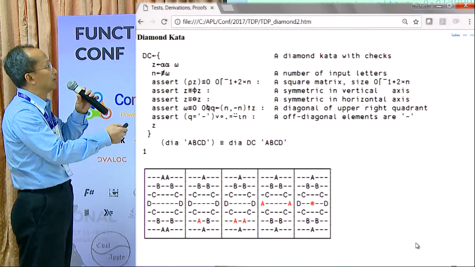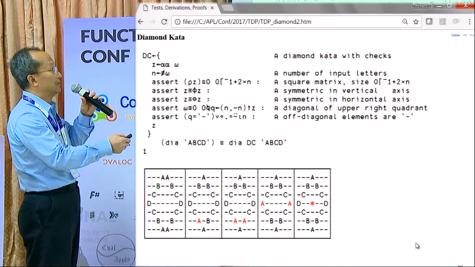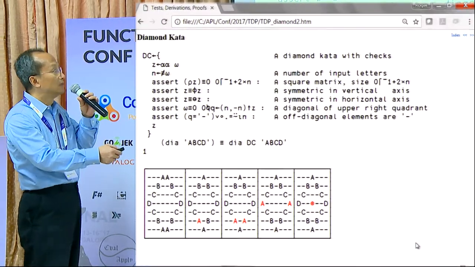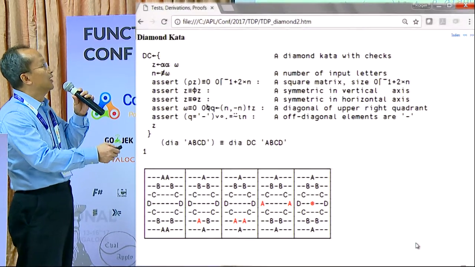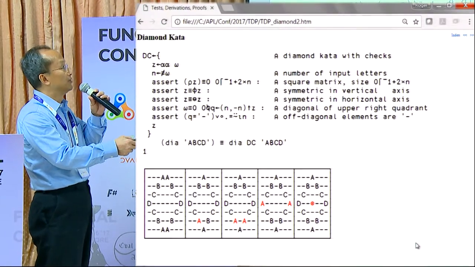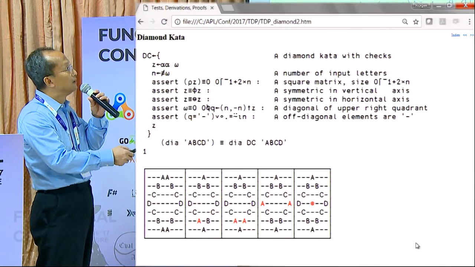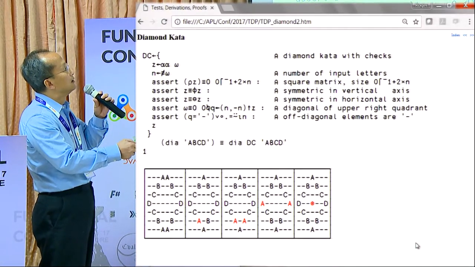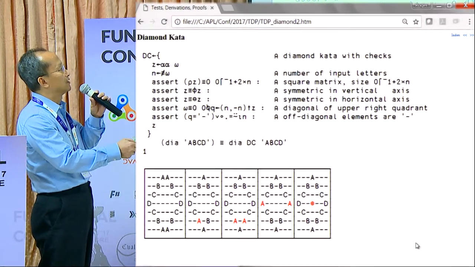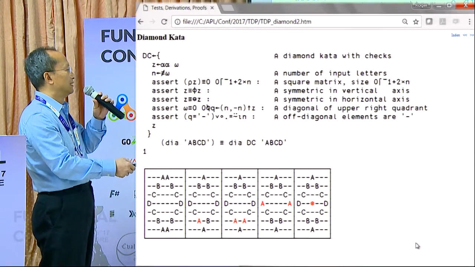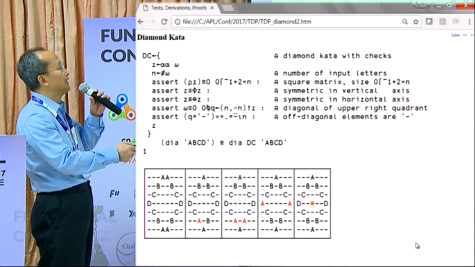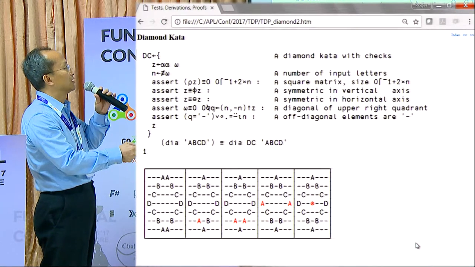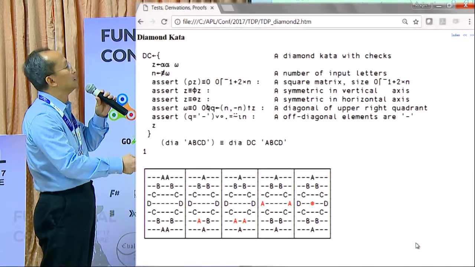Now, N is the number of input letters, so the solution Z should be a matrix of shape ¯1 plus 2 times N, in both dimensions. Unless you input 0 letters, in which case the shape of the matrix should be 0 0. Okay. And next, the solution should be symmetric in the vertical axis, so if you flip it left to right, it should remain the same. And similarly, the solution should be symmetric in the horizontal axis, so if you flip it from top to bottom, it should be the same.